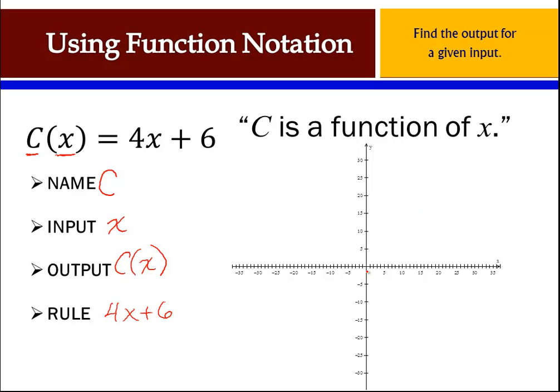So we could plot the points like we did a few minutes ago. If x is 0, we have a 6. If x is 1, we'd have a 10. If x is 2, 4 times 2 is 8, we'd get a 14. And so remember a few minutes ago we got that line that came through these 3 points.